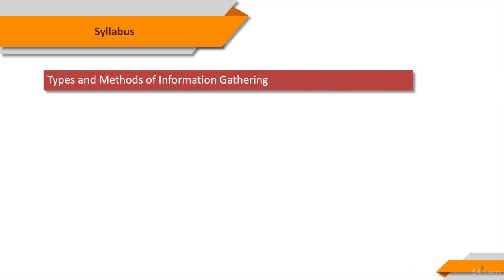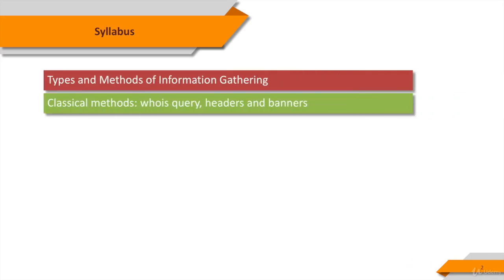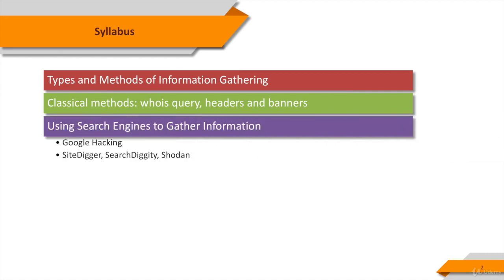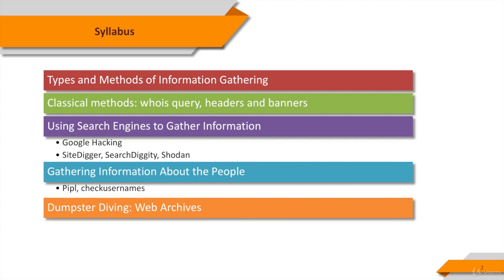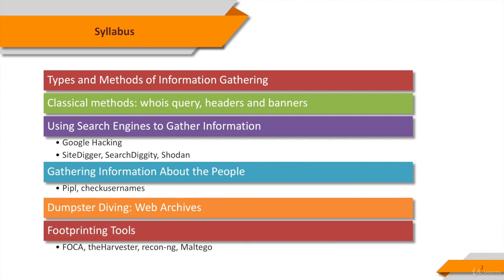In this lecture, you'll learn the types and methods of information gathering, the classic information gathering methods such as Whois and banners, how to use search engines to gather information, how to gather information about the people who are related to a target company, how to find more from the archives, and the tools to help you collect valuable information about the target company.